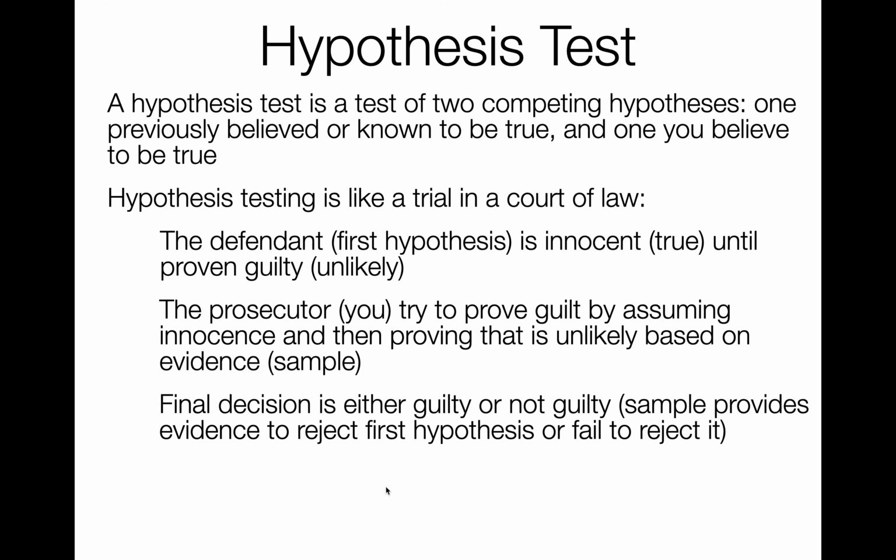All right, and then when you come to your final decision, your final decision is either guilty or not guilty. It's not guilty or innocent, it's guilty or not guilty. The sample either provides evidence to reject that first claim, or it doesn't find enough evidence to suggest the first claim. That last one may seem pretty opaque right now, but when we actually get to the final decision of a hypothesis test, it should make some more sense.